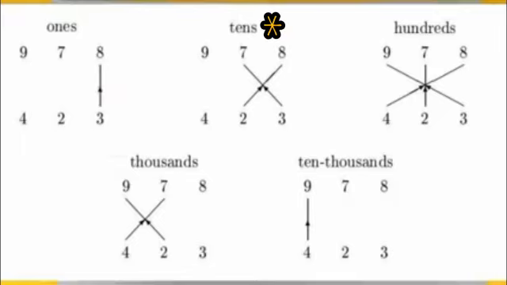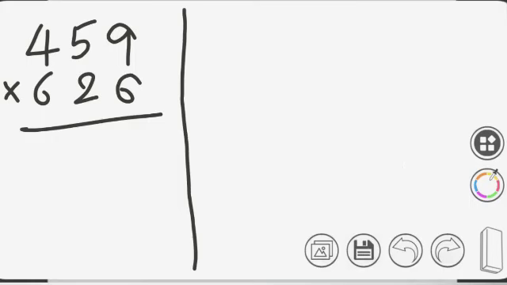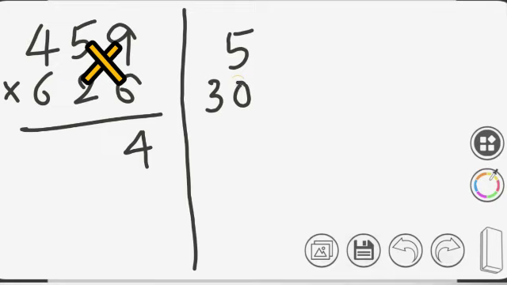First we have to multiply ones, tens, hundreds, thousands and 10,000s. Now first we have to multiply 9 into 6. 9 6s are 54. 5 carry 4. Then we have to multiply tens, that is cross multiplication. 6 5s are 30 and 9 2s are 18. So we have to add these three numbers.